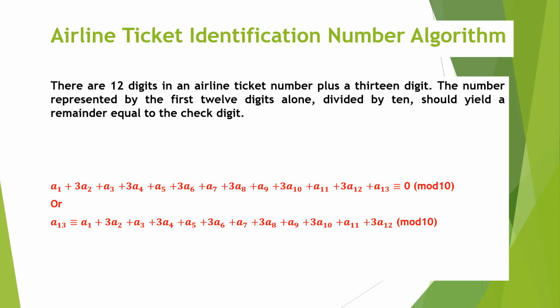Or in finding the check digit, you can use a sub 13 is congruent to a sub 1 plus 3 times a sub 2 plus a sub 3 plus 3 times a sub 4 plus a sub 5 plus 3 times a sub 6 plus a sub 7 plus 3 times a sub 8 plus a sub 9 plus 3 times a sub 10 plus a sub 11 plus 3 times a sub 12, modulo 10.